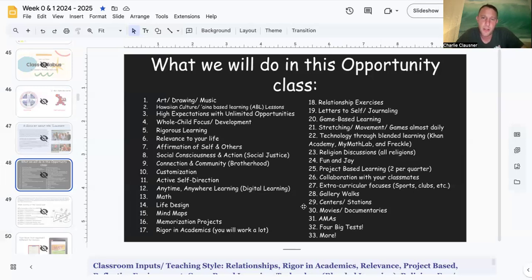And then to start the year, I have them do a relationships exercise where I ask questions that lead to love and other ones so that they can build relationships with each other. I make them write letters three times in the year to themselves. It's called the letter to self. So it's basically like they're journaling to themselves, setting goals, being intentional, and then reflecting.